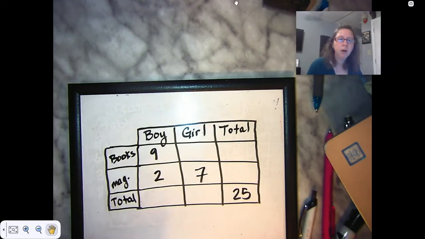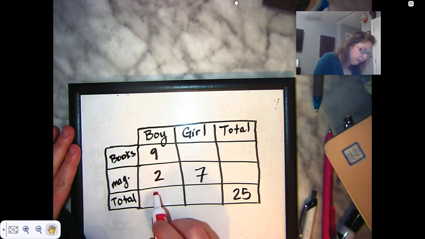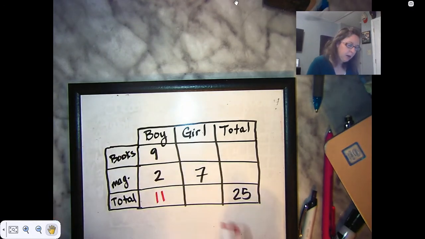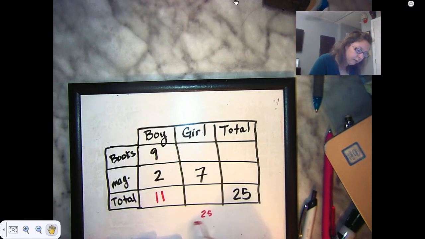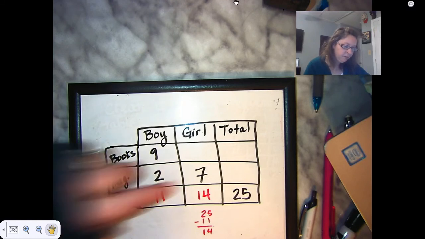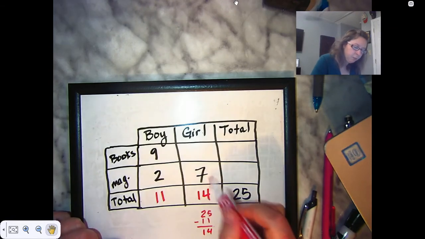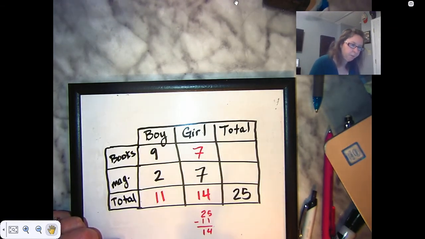They've given me just enough information to be able to fill in the rest of it. So what is the total number of boys? And that's 11, right? Now, how would I fill in this value? Well, the total is 25 and 11 of them are boys. So let's do 25 minus 11, and that should give me the number of girls. So 14 girls. So if 7 girls like to read magazines, how many girls like to read books? So 14 minus 7 would be 7.